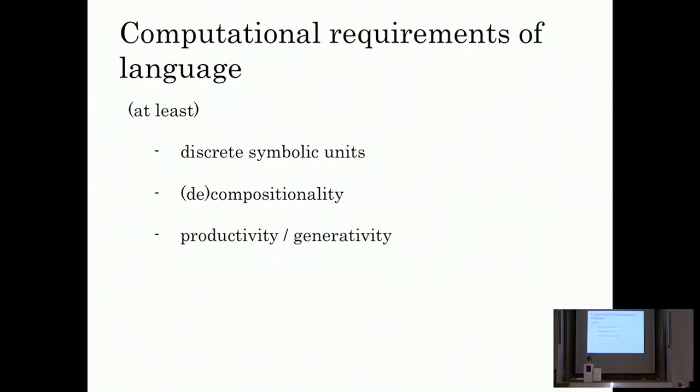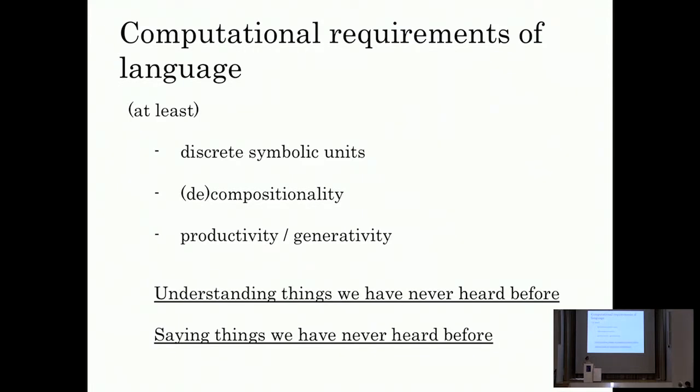And lastly, we need something that makes the system productive or generative. Usually this is explicated as a case of recursion or embedding, where you can have an infinite sentence or embed as much as you want. But I think it's actually, for neural network models, important to think about it as a case of understanding things that we've never heard before and saying things that we've never heard before, right? And this again links back to the idea that there are symbolic units that we need to represent. Right, so it sounds like a tall order already.